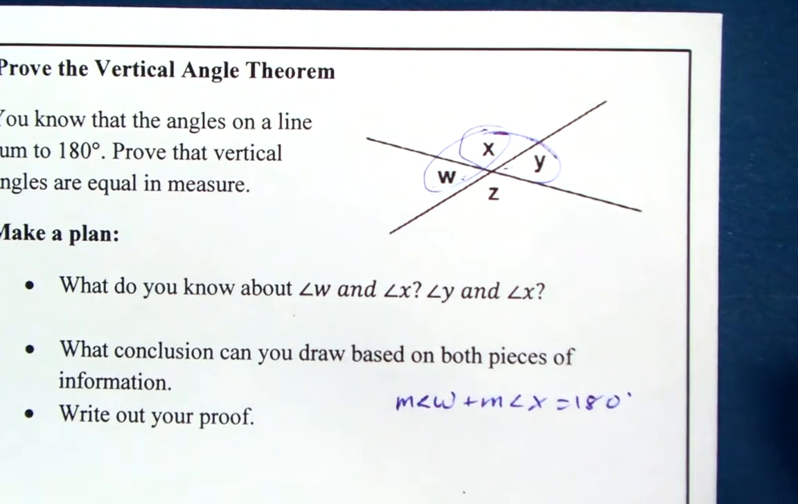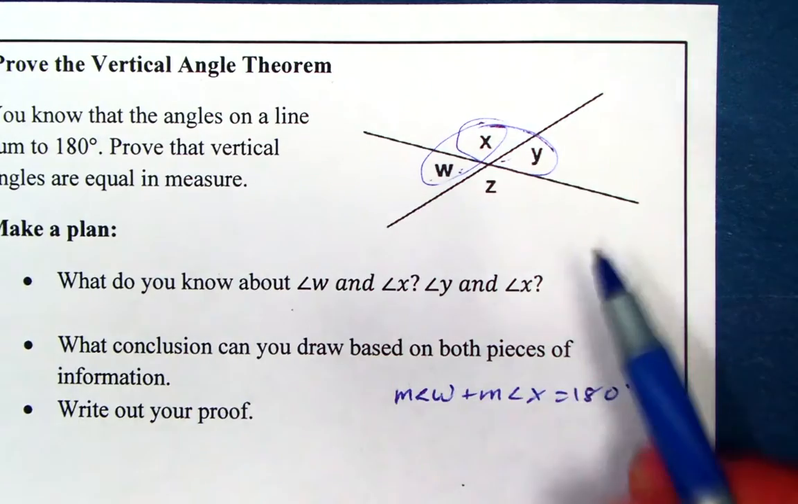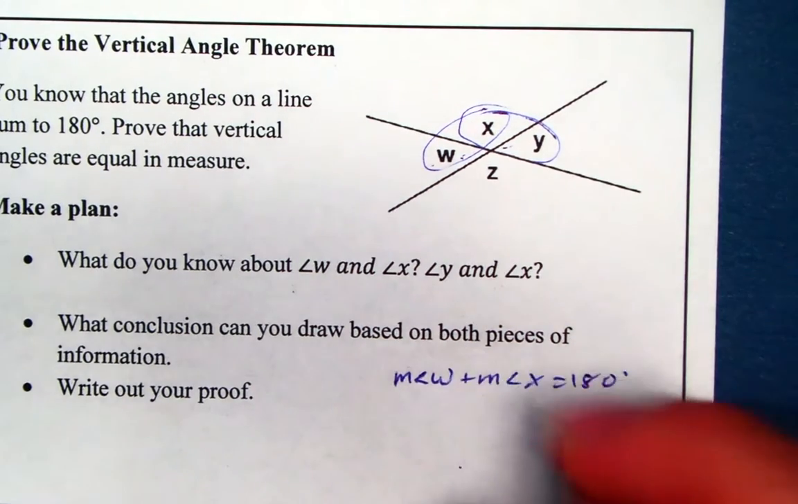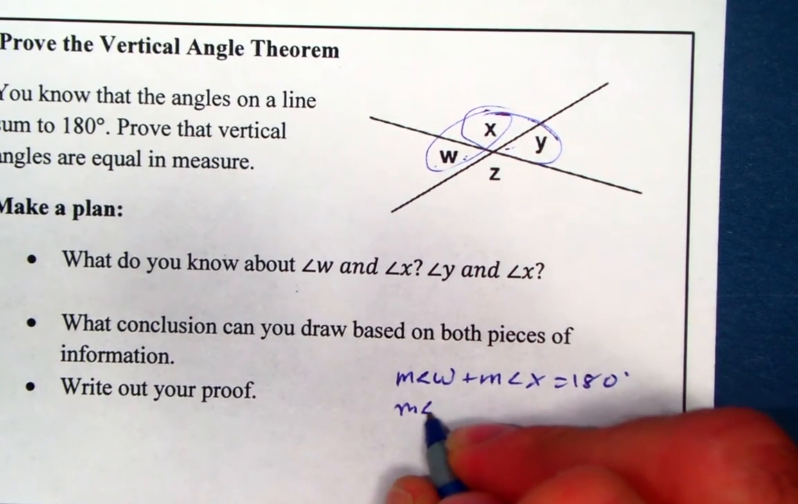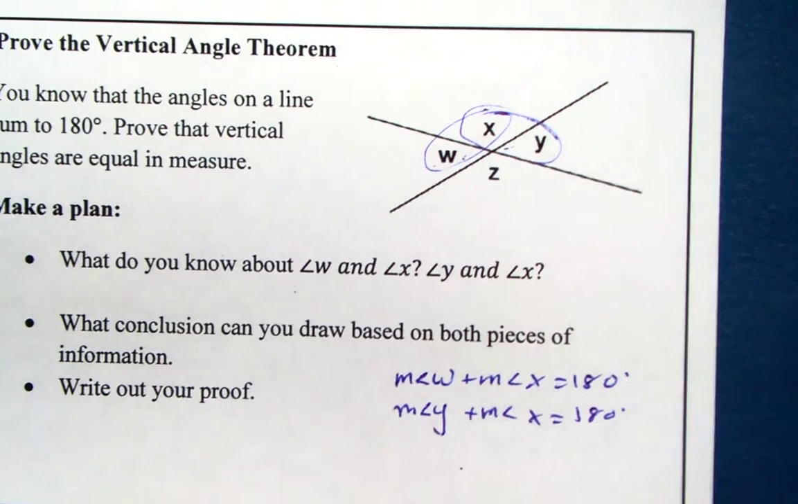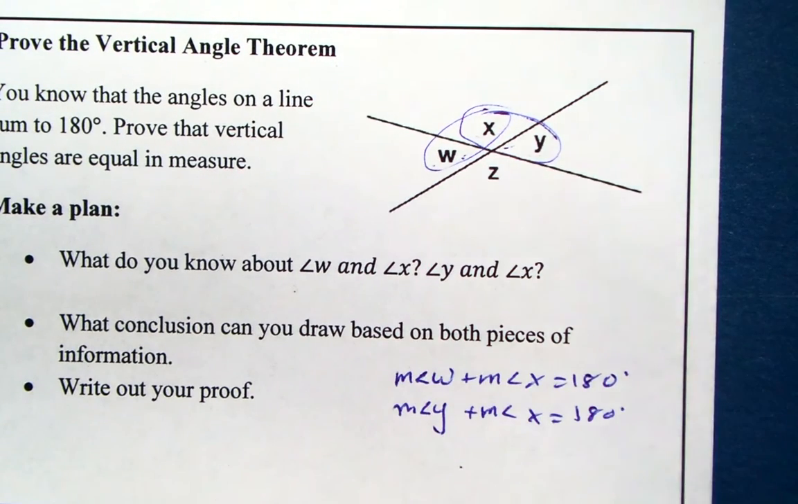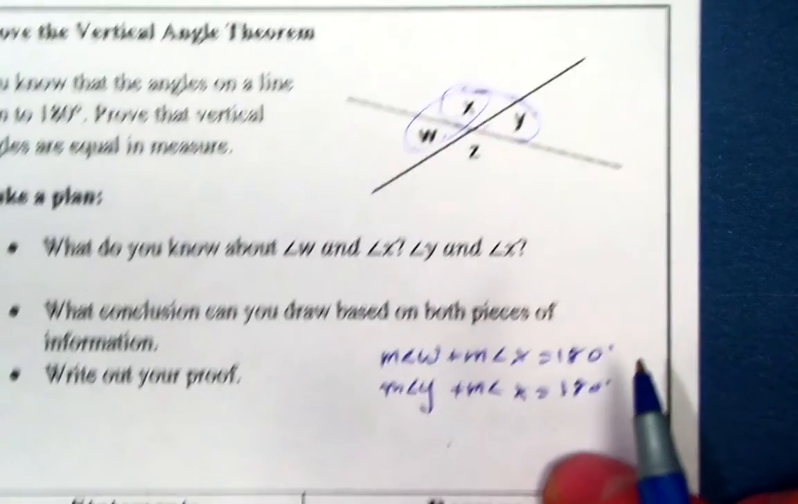Okay, and that's our definition of a linear pair. They're on a line, they add to 180. We also know that the measure of angle Y plus the measure of angle X is 180 degrees. It's just another thing we know to be true. Why? Well, they're a linear pair. Okay, so what else do we know now?